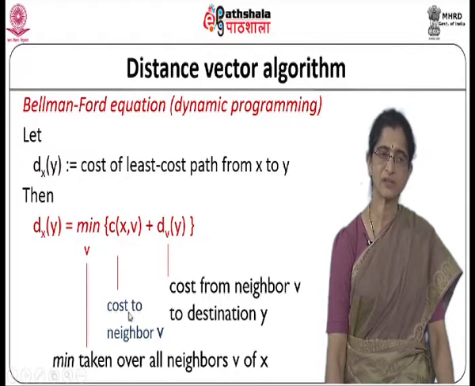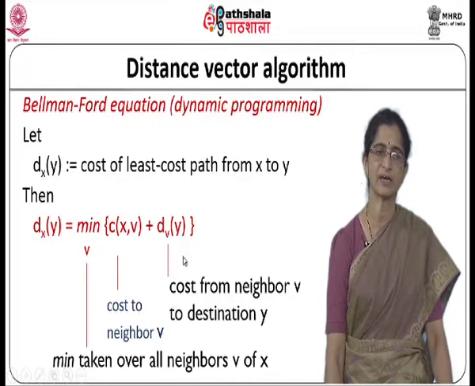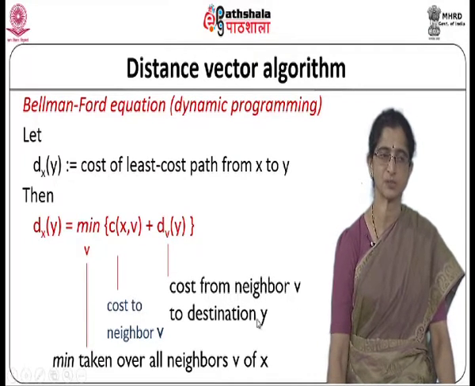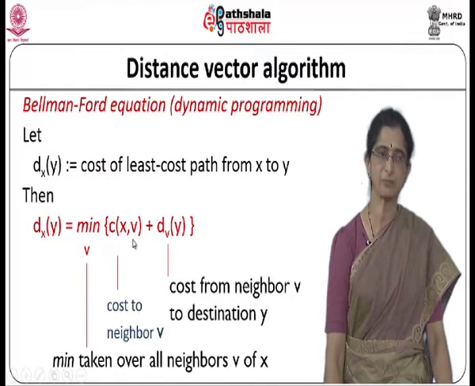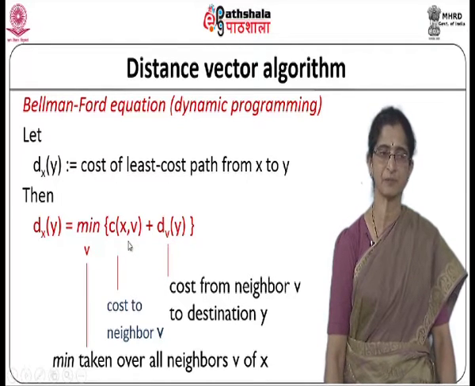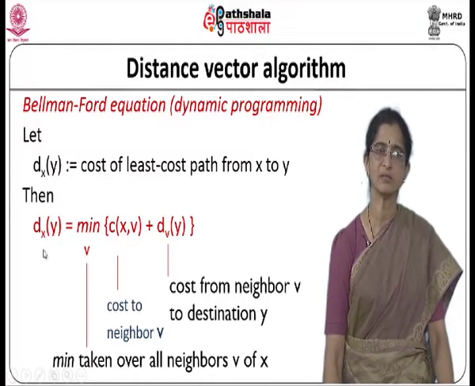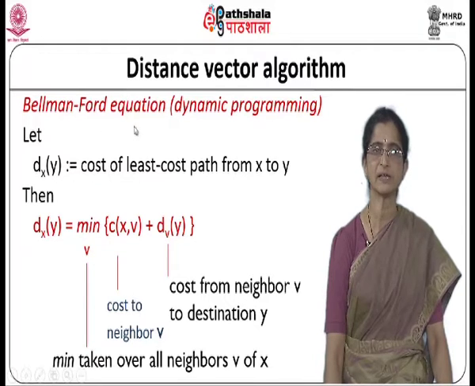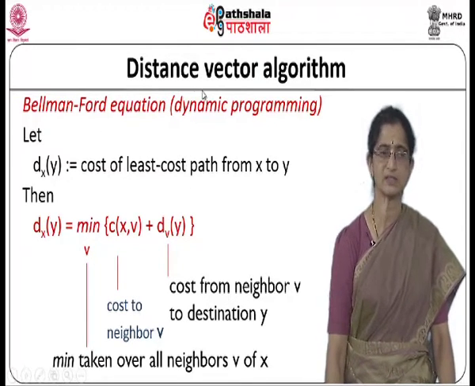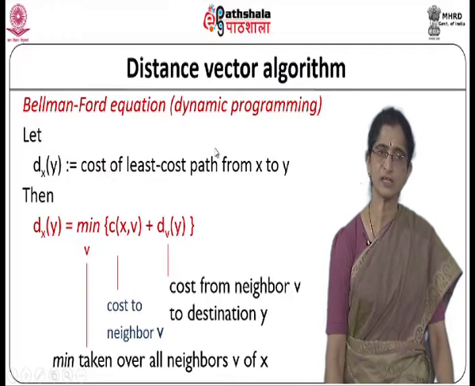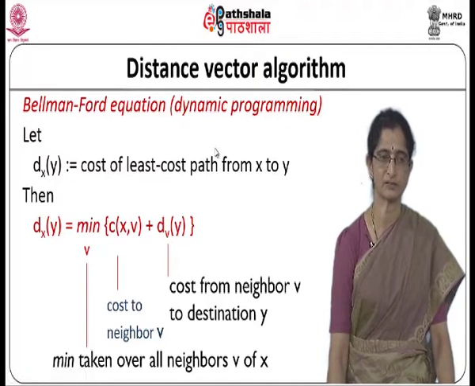So, c of x comma v is the cost to the neighbor v, dv of y is the cost from neighbor v to destination y. So, I find out basically the cost from all my neighbors to the destination y, add my own cost to reach that neighbor, and the minimum of these will give me the least cost path. So, this is the basic Bellman-Ford equation. This is what is applied in the distance vector algorithm to find the least cost path to go from any node to any other node.